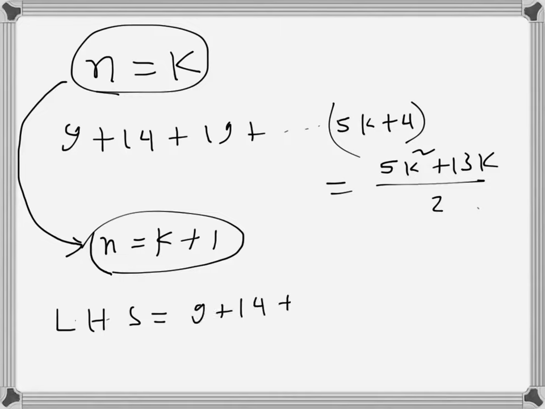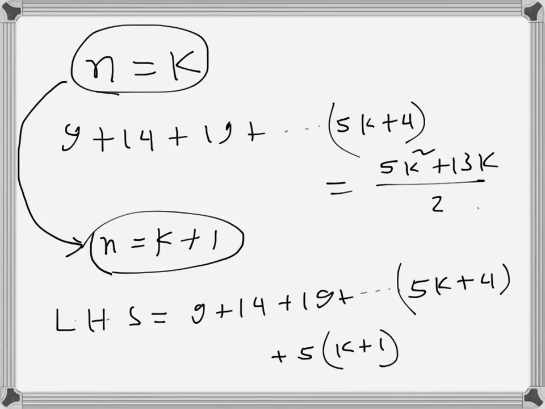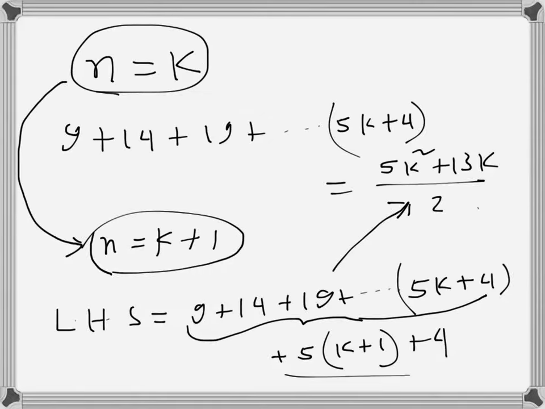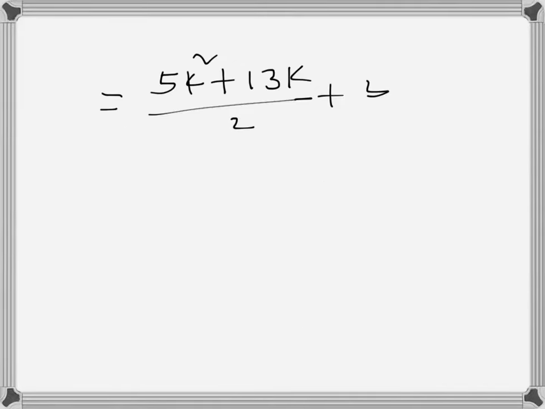So when n is equal to k plus 1, the left hand side becomes 9 plus 14 plus 19 up to 5k plus 4, then plus 5(k plus 1) plus 4. Now this first part is the sum when n is equal to k, and that is equal to the right hand side. We have assumed that. So instead of the series, I will write the right hand side, 5k square plus 13k over 2, and the remaining part, which is 5(k plus 1) plus 4.